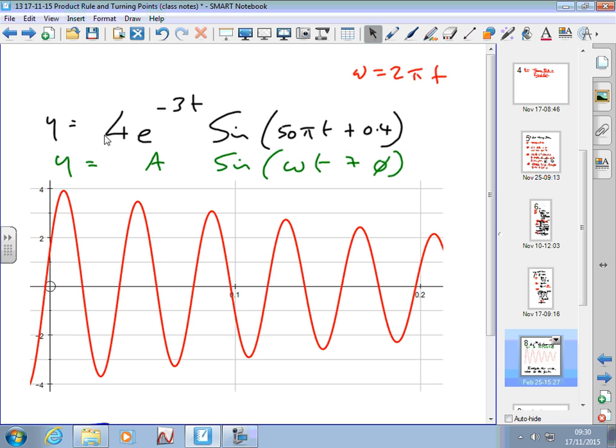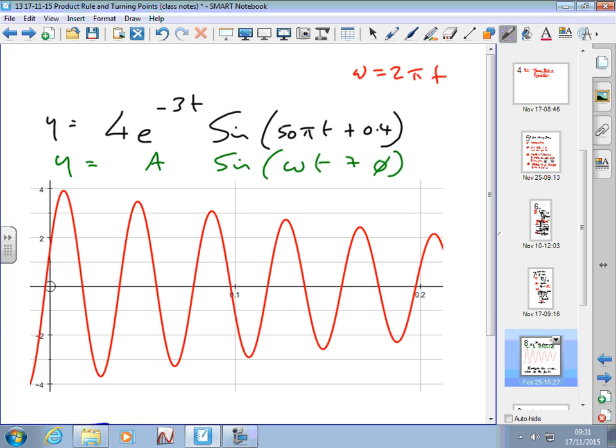So the time at which it gets to here, it's associated with 0.4. It's 0.4 later than this. So I can work out what that time is, if I wanted to, because I know the period of the wave.